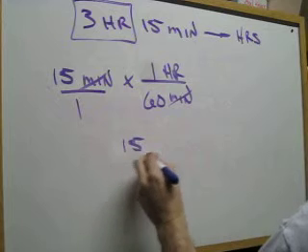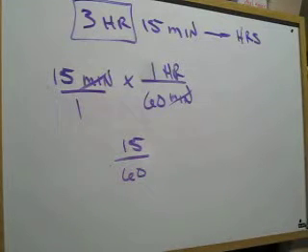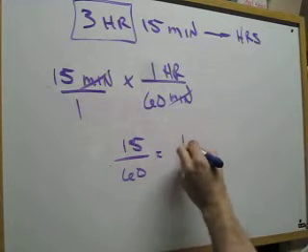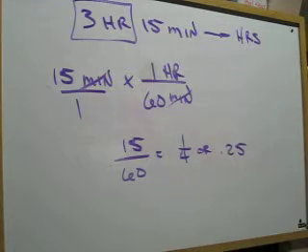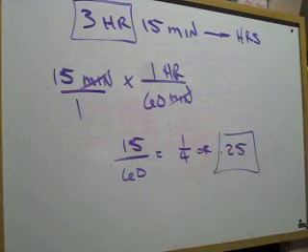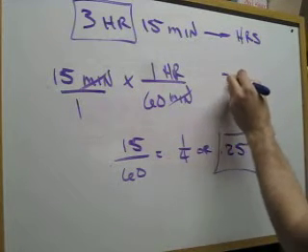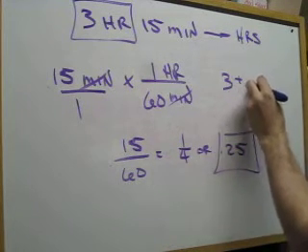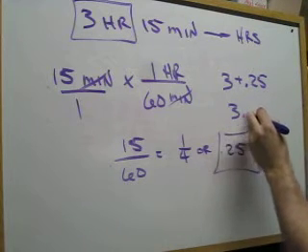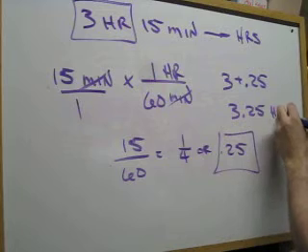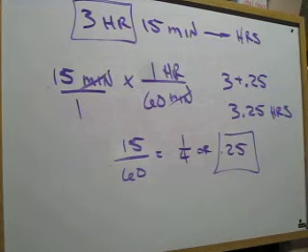15 divided by 60 is 1/4, or 0.25. So 15 minutes is 0.25 hours. We take our 3 hours, add our 0.25 hours, and we get 3.25 hours. So 3 hours, 15 minutes is the same as 3.25 hours.